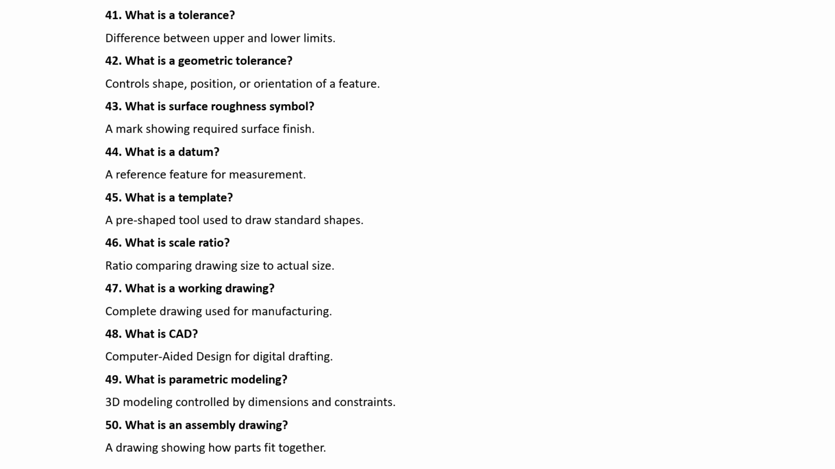47. What is a working drawing? Complete drawing used for manufacturing. 48. What is CAD? Computer-aided design for digital drafting. 49. What is parametric modeling? 3D modeling controlled by dimensions and constraints. 50. What is an assembly drawing? A drawing showing how parts fit together.